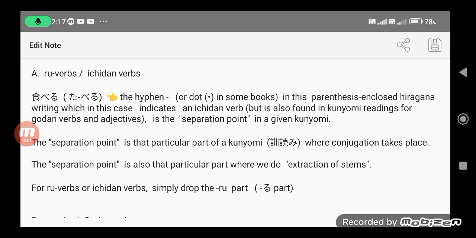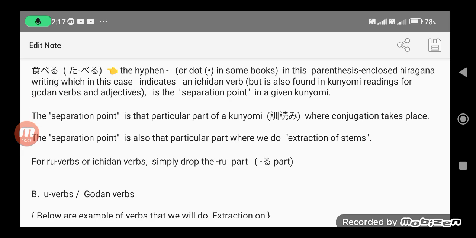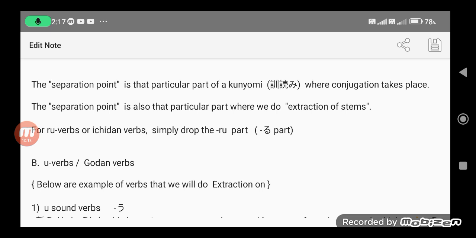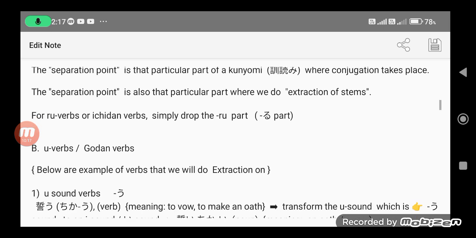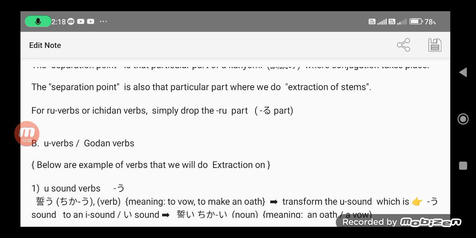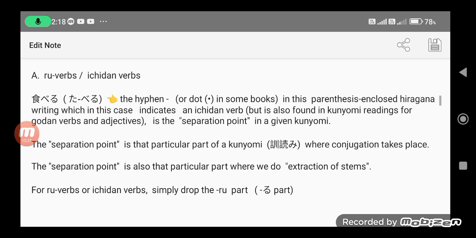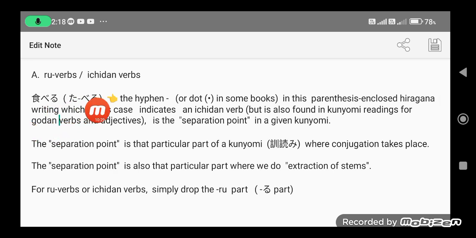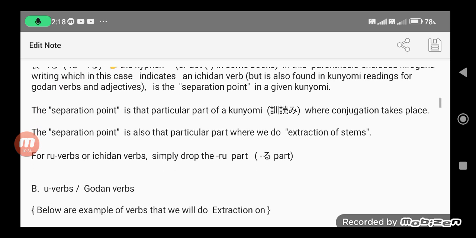So that separation point is a crucial point with regard to conjugation and other formation of new vocabularies. The separation point is that particular part of a kunyomi where the conjugation takes place. The separation point is also that particular point where we do extraction of stems. For ru-verbs or ichidan verbs, we simply drop the ru part. In the case of taberu, we just have to drop that ru, the third syllable. Simply drop the ru.